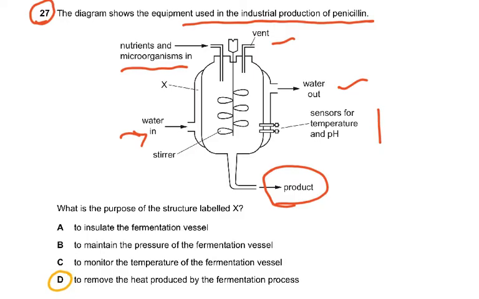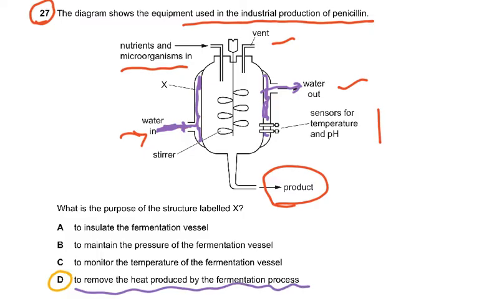So why have we got this X? X is a cooling jacket and it says water in and then water out. So basically the water is coming into this cooling jacket and the water is coming out here. So why are you using it? To remove the heat produced by the fermentation process.